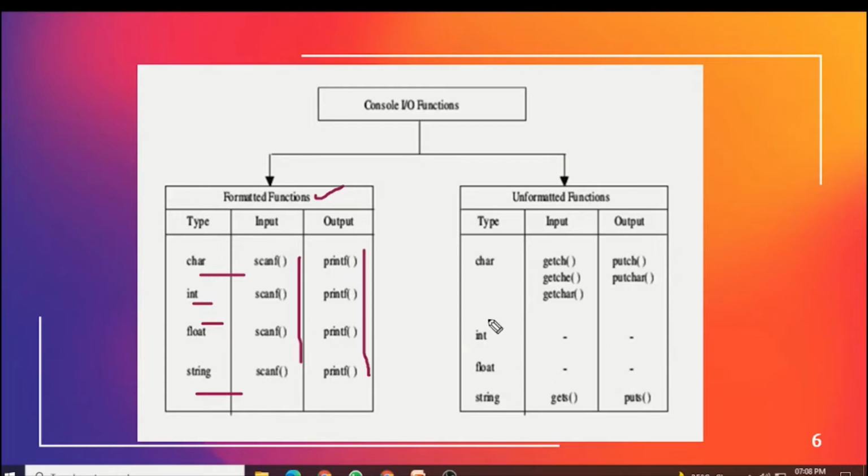Unformatted functions are those which we cannot format. Unformatted functions can only be used with the character data type, either char or string. We cannot apply these functions to int, float or other data types. For the character data type we can use getch, getche and getchar for input, and for output we can use putch and putchar. For the string type, we use gets as the input function and puts as the output function. We can learn in detail about these functions.